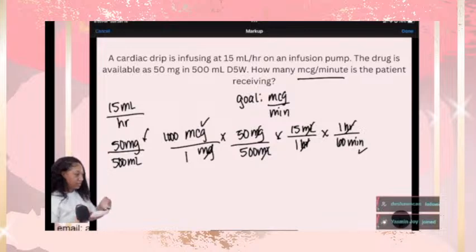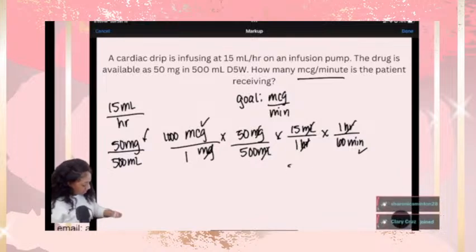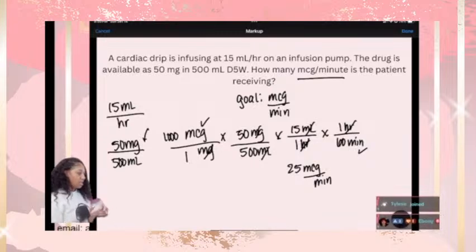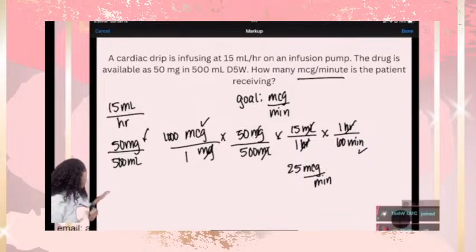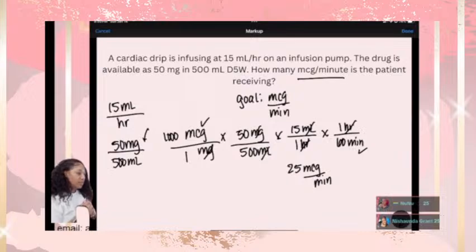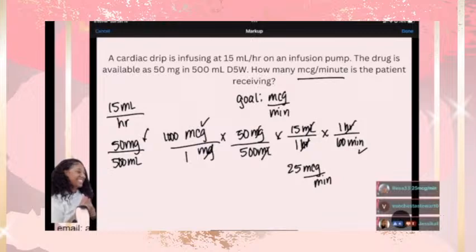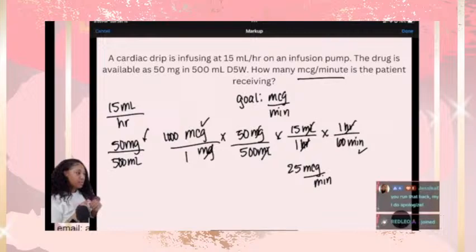Start with a conversion. So you convert to 1,000. Yep, you got it. So 1,000 times 50 times 15, divided by 500, divided by 60. And I got 25 micrograms per minute. Is that what you all got? 25 mics per minute. Yuppers.